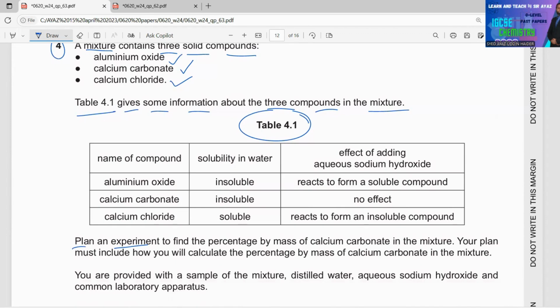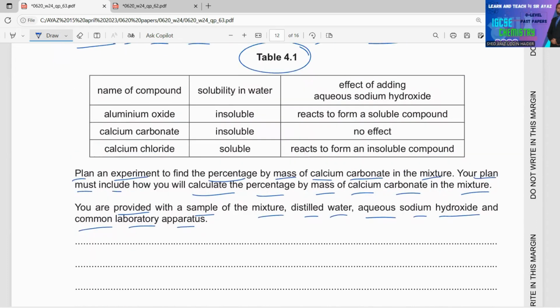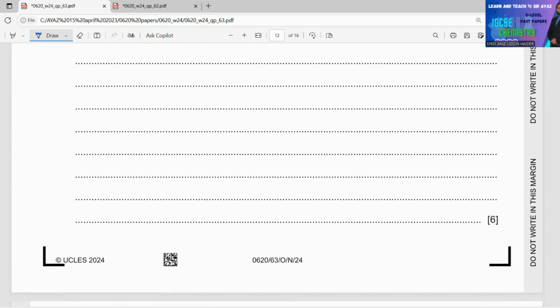Plan an experiment to find the percentage by mass of calcium carbonate in the mixture. Your plan must include how you will calculate the percentage by mass of calcium carbonate in the mixture. You are provided with a sample of the mixture, distilled water, aqueous sodium hydroxide, and common laboratory apparatus. The total mark for this question is 6.